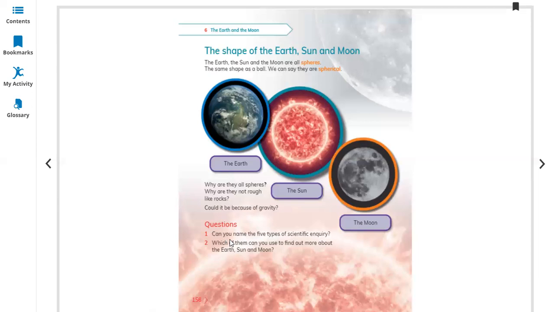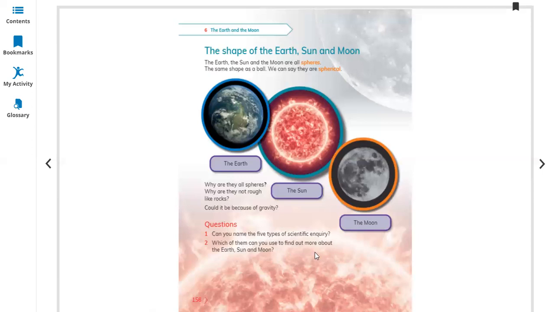Okay, questions and answers. Can you name the five types of scientific inquiry? No need to write this. The five scientific inquiries are fair testing, pattern seeking, identification and classification, observing over time, and research. The five again: research, observing over time, identification and classification. Number four, pattern seeking. Number five, fair testing. So these are the five scientific inquiries.